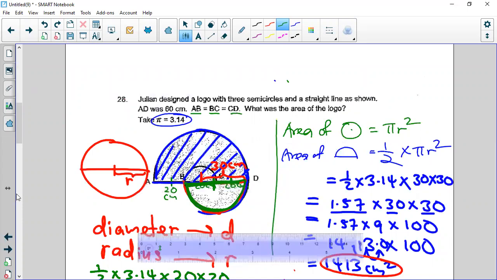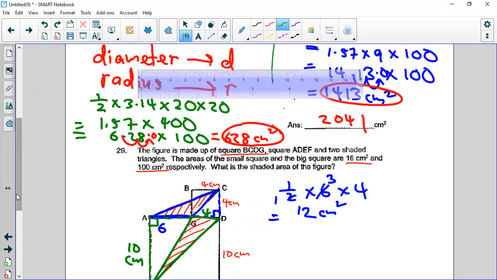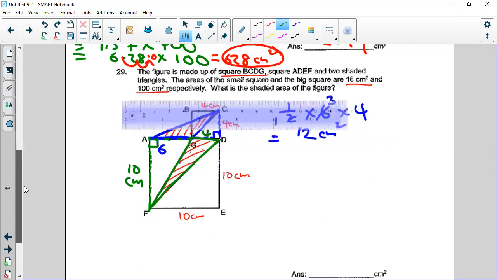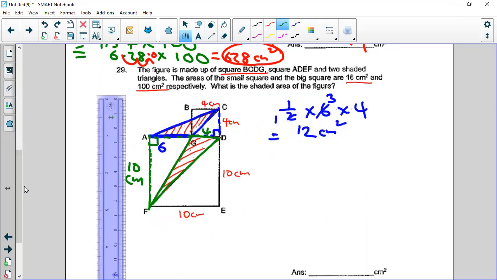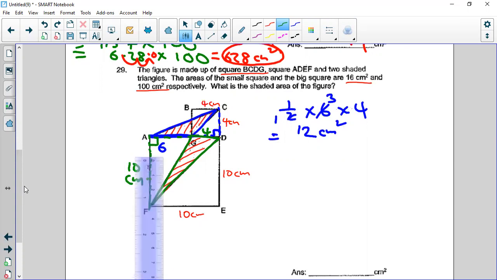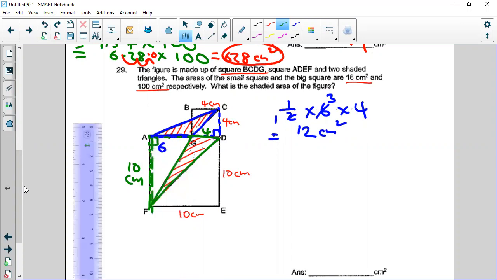Put the ruler onto the base. Look carefully, for those of you who have difficulty trying to find the height of the triangle. Take your ruler, put it on the base of the green triangle, shift it left and right until you see a line that's parallel with the ruler, and that is the height of the triangle. That's how to use a ruler to find the height of the triangle.